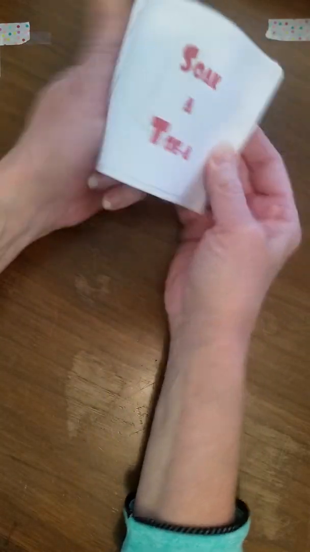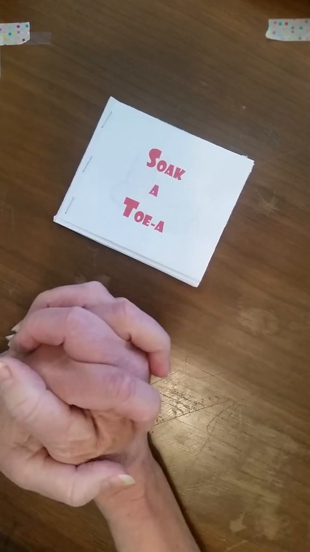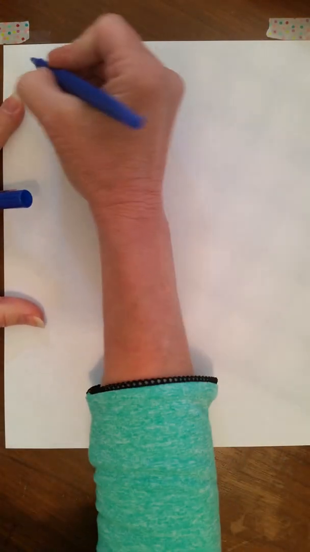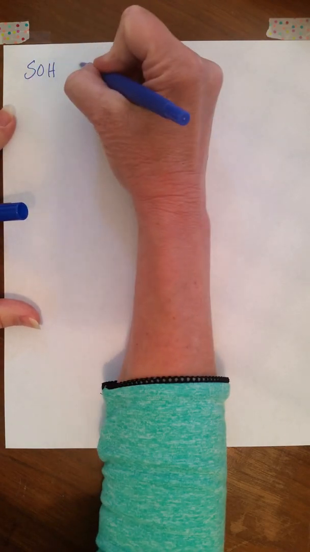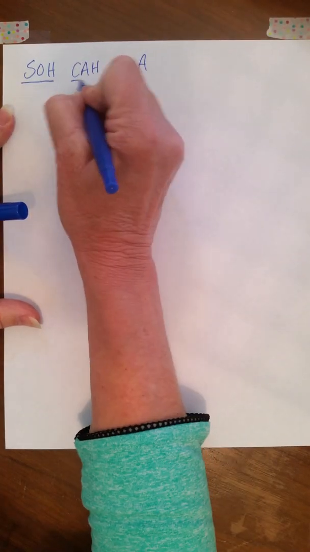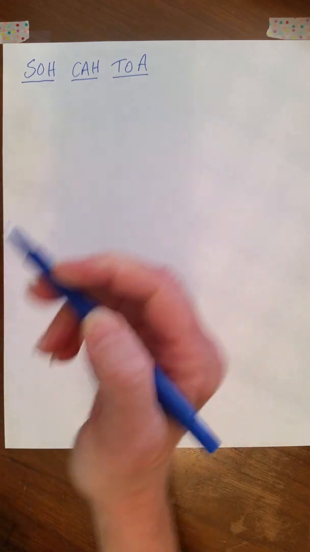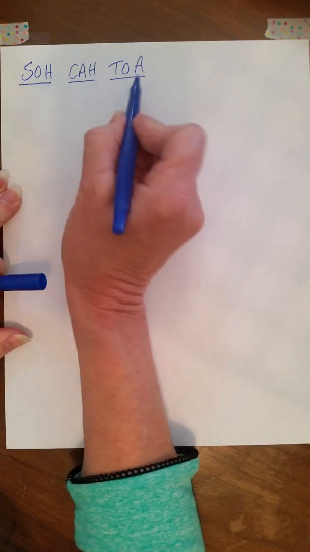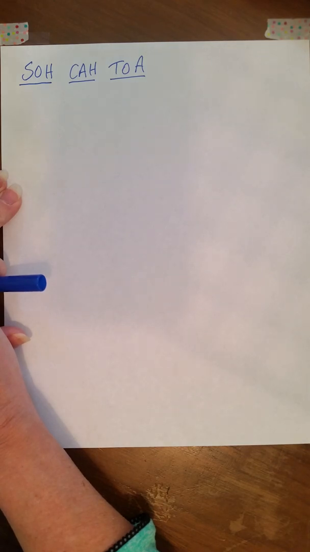Okay, now let's just find out why it is so helpful to SOH CAH TOA. Get your math stuff out, and let's just write this down. SOH CAH TOA. I'm going to spell it a little different than it was in the book, but we're going to go with this spelling for this simple reason. SOH CAH TOA gives you the ratios for the three trig values, sine, cosine, and tangent.